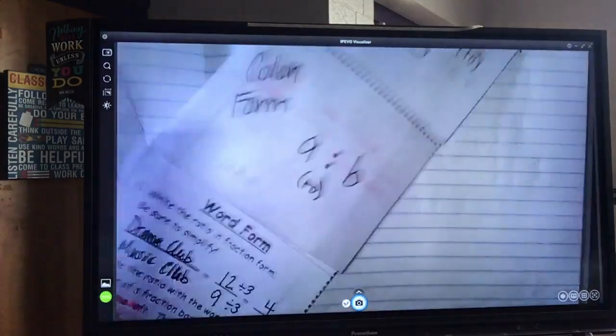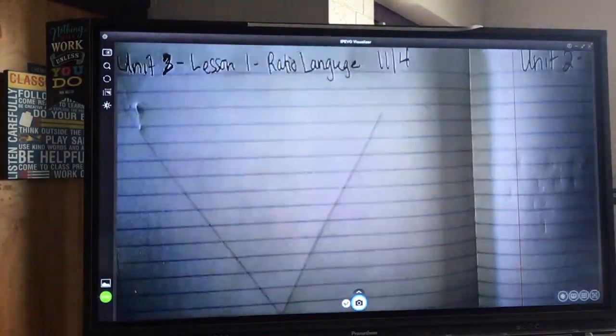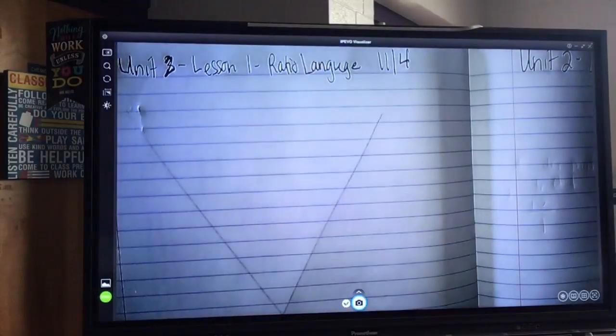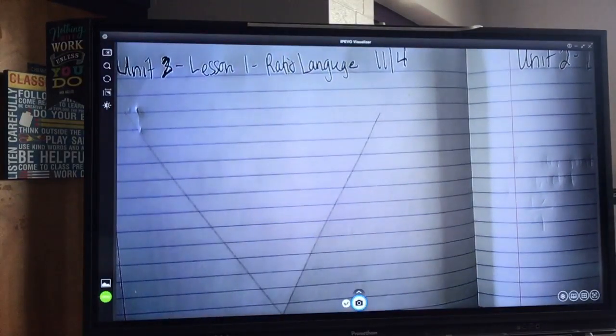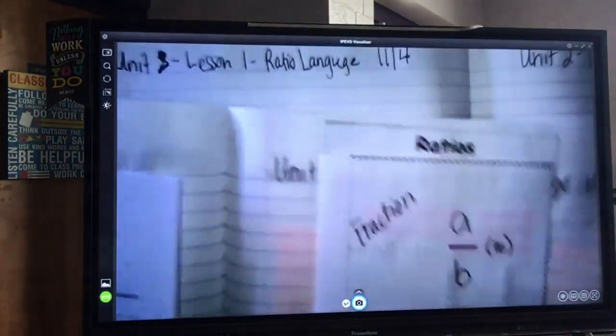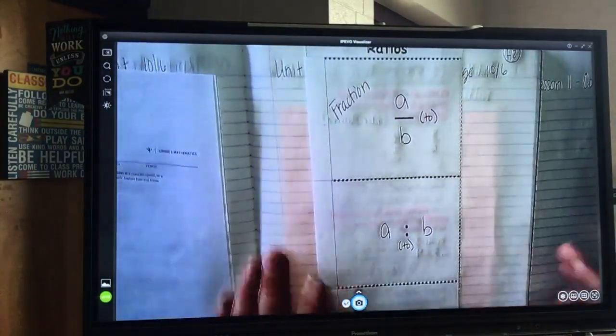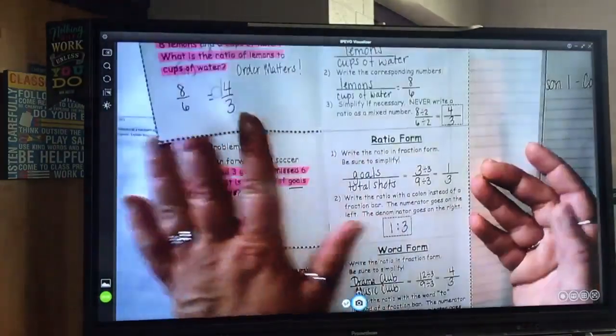Or you can come and get this. All right. You can go ahead and glue this in on the left side for where it says Unit 2, Lesson 1, ratio language. You're just gonna glue it in up and down. You don't have to fold it or anything. It should look like this. You're obviously gonna cover up your title a little bit, but it should fit in there with no problem whatsoever.